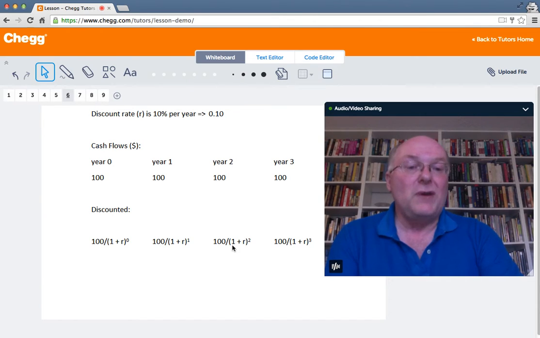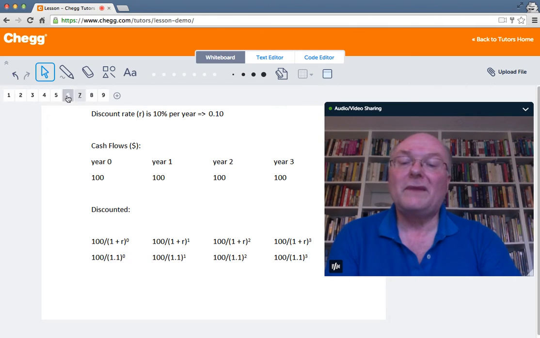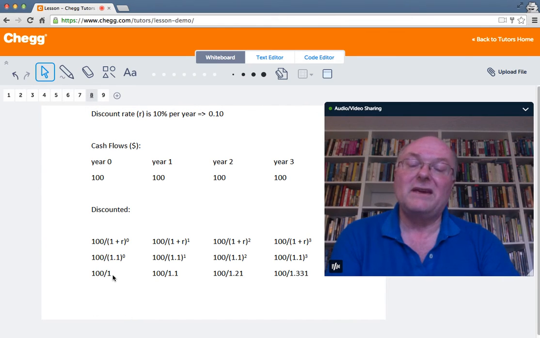Now, if you wait 2 years, then not only are you going to get 10% in the first year, that money, your $100 plus the interest, is then going to be invested again at 10%, and so you're going to get even more money at the end of the second year, and so on for the third year. So this is what it now looks like. The factor is always going to be 1.1, which is 1 plus the discount rate, to the power of the year.